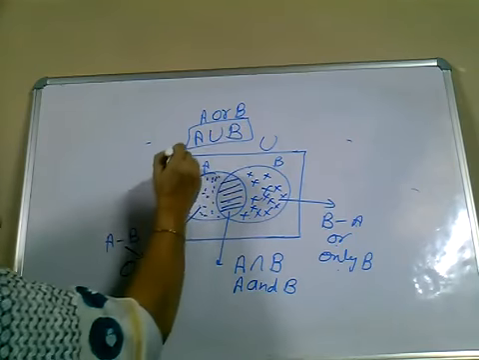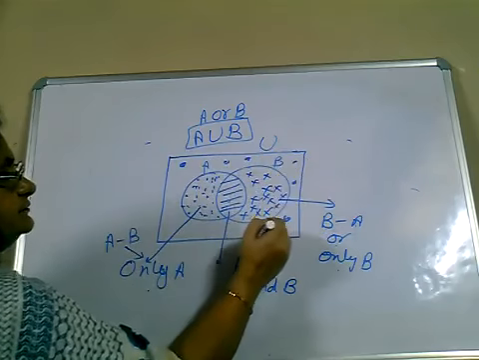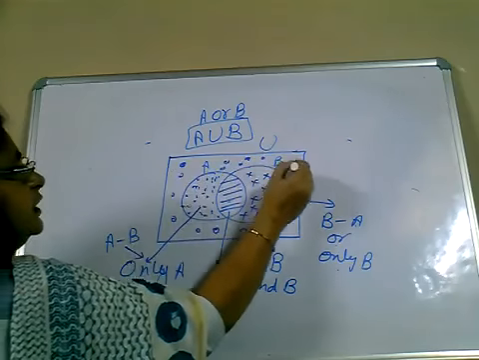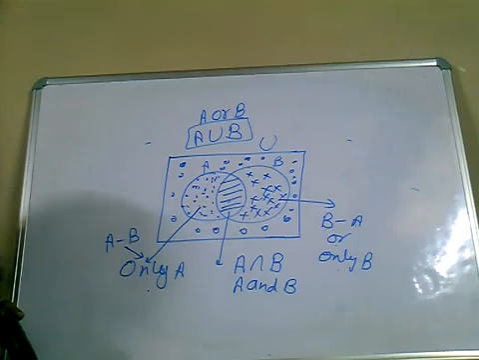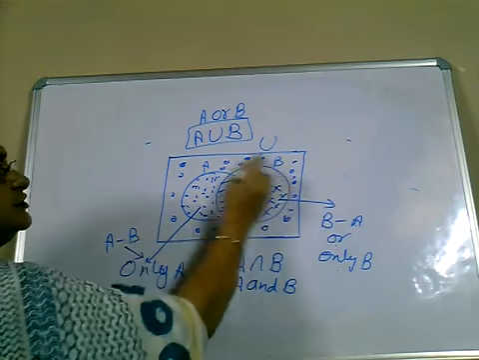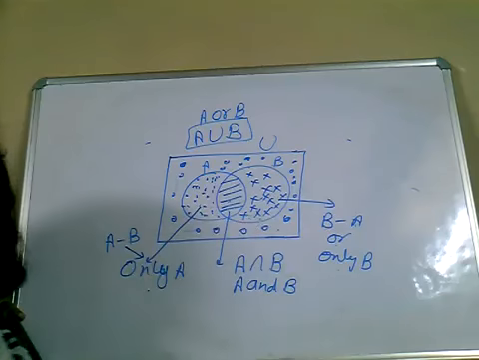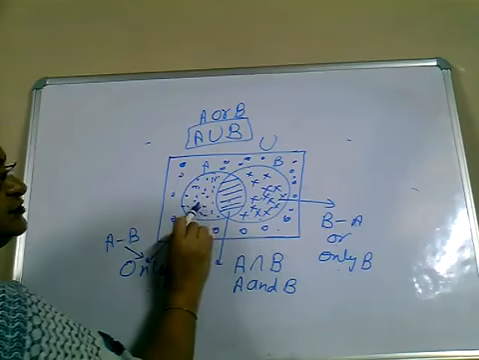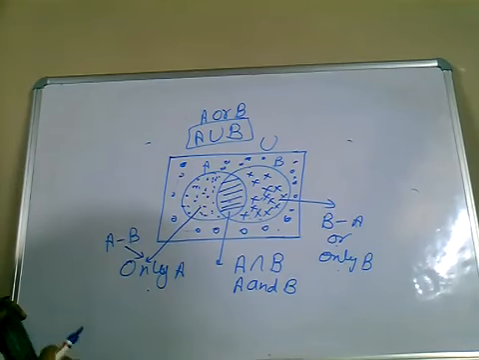Now, what about this portion of the rectangle? This portion means which are neither in A nor in B. So in this way we can differentiate all the parts of the Venn diagram.